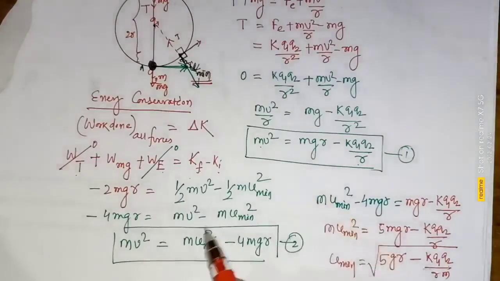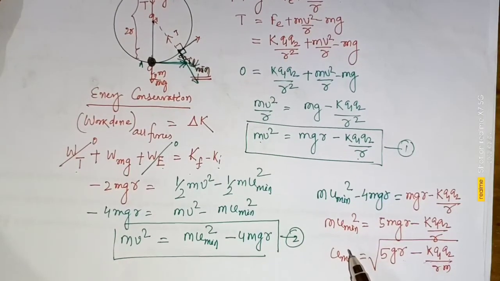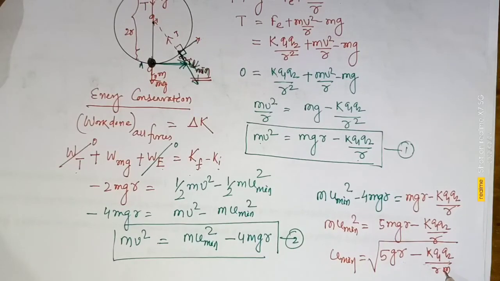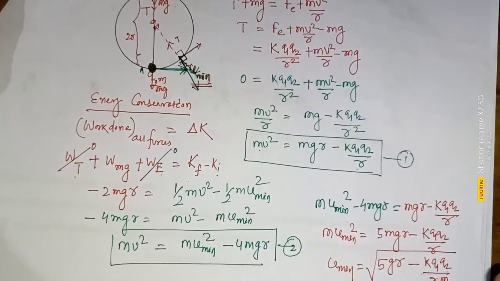Both LHS are the same, so we make a small comparison. We get the u minimum value, which is root over 5gr minus kq1q2 upon mr. I hope this scenario is clear. This is a good question that can be framed using the concepts of electrostatics as well as circular motion.